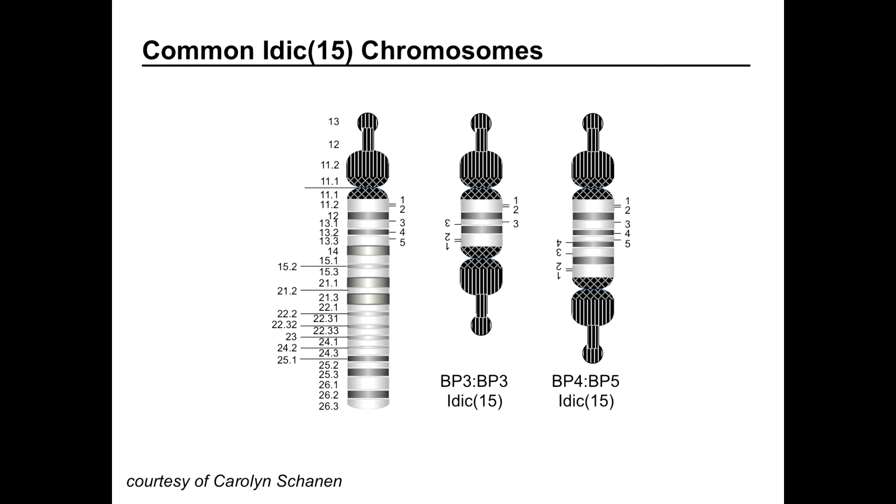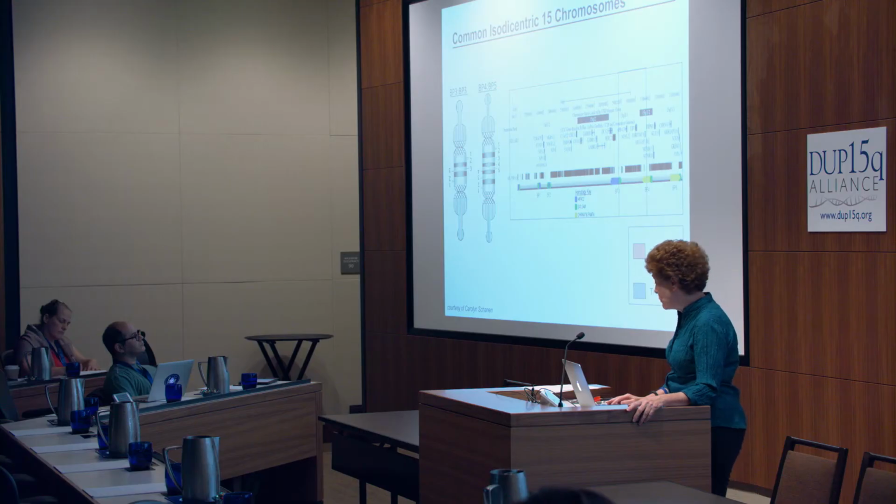Carolyn Shannon is responsible for a lot of these really nice graphics here, but there are 2 very common types of IDICs. Sometimes they're symmetrical, so you'll have the same amount of material on each duplicated side, but sometimes they're asymmetrical. So 1/2 of the isodicentric may be somewhat larger than the other one, so you might get 3 copies total of one region and 4 copies of the rest. And again, we can't predict prognosis based on those copy numbers.